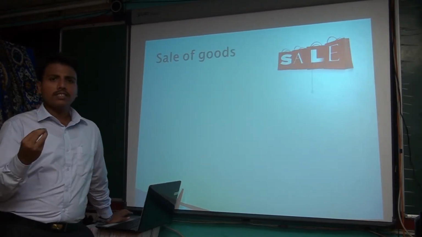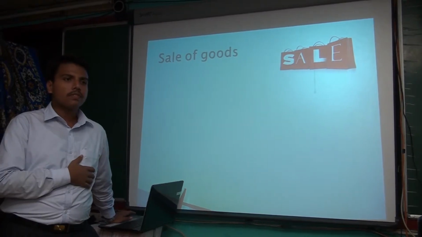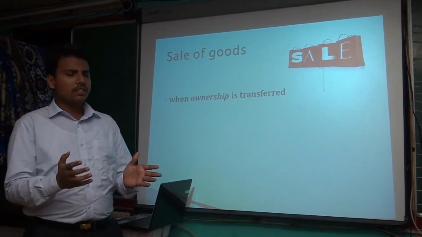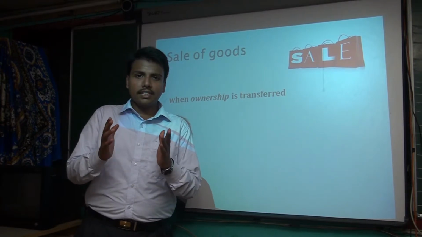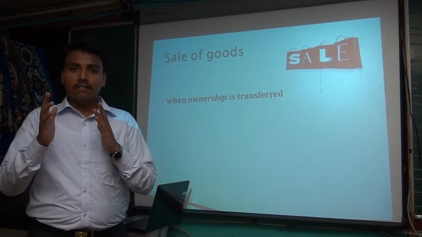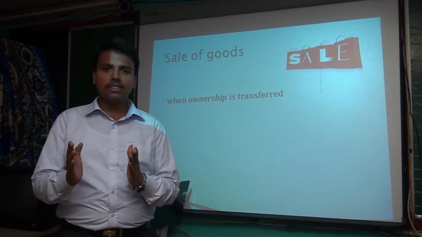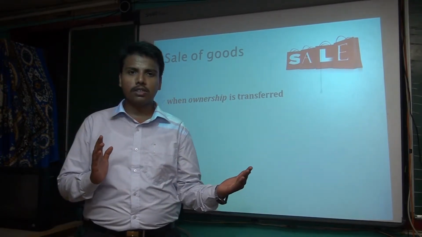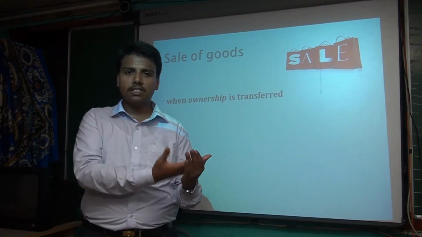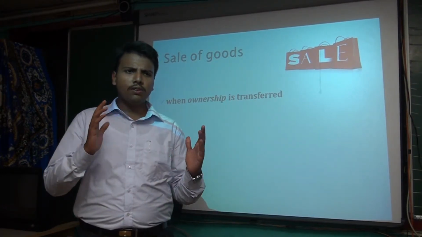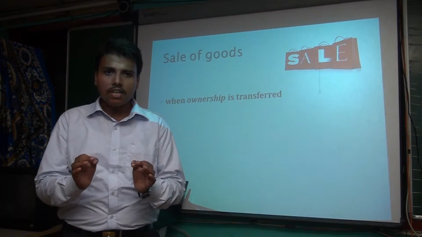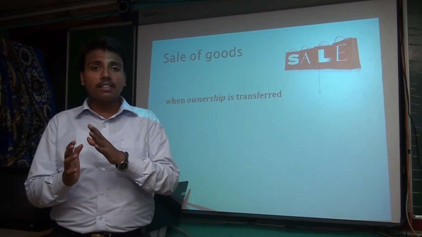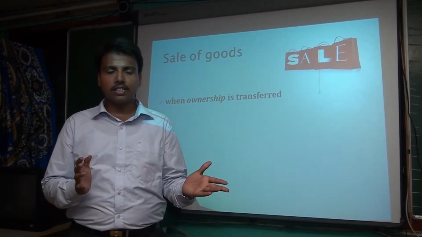So, when to recognize revenue from sale of goods? We should recognize revenue from sale of goods when sale happens. Well, when does sale happen? Sale happens when the seller stops being the owner and the buyer becomes the owner. Or in other words, when ownership is transferred. When ownership is transferred, usually, in most cases, significant risks and rewards of ownership are also transferred.